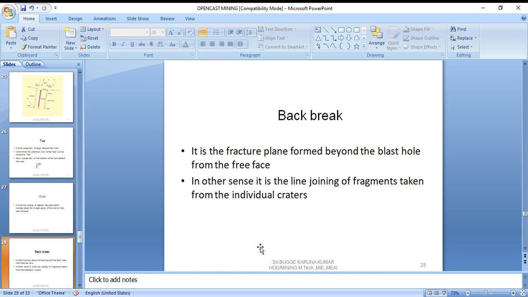Then what is meant by back break? This is also an important influence. It is a fracture plane formed behind the blast hole from the free face. This is also very important. Otherwise, our target is one line, but due to the explosive charge, back break will happen. So you should see no toe formation, the crest should be maintained properly, and back break behind the last hole from the free face is also very important.